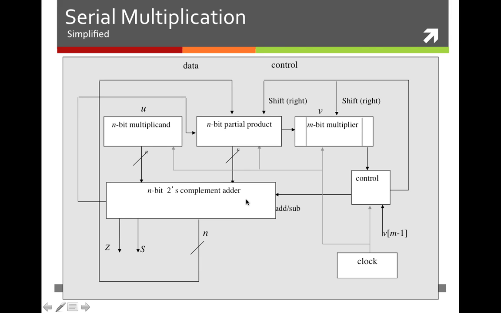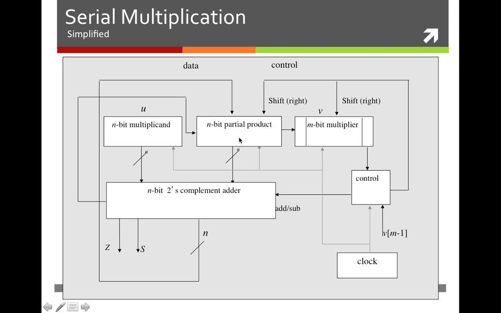So here's the corresponding circuit, and you can see that you have an n-bit multiplicand and an n-bit partial product, and this is right shifted. Then with this right shift, the rightmost bit of the partial product goes into the multiplier. And the rightmost bit of the multiplier is used to control this process. Basically, the control circuit is exactly the one that we used earlier. And this n-bit 2's complement adder is used to add in this case, but it could also be used for subtraction if there were any corrections made to the result. But in this case, we're just simply adding.